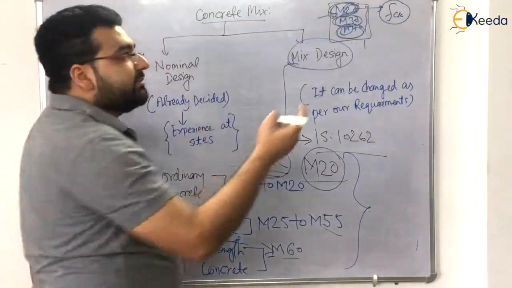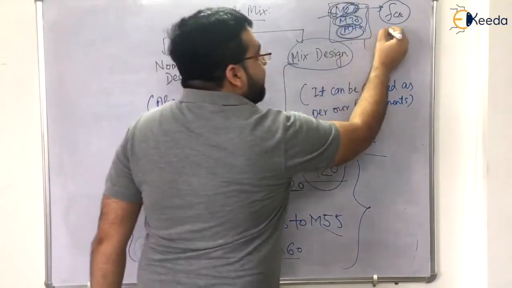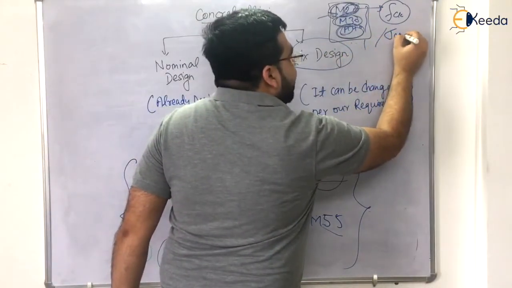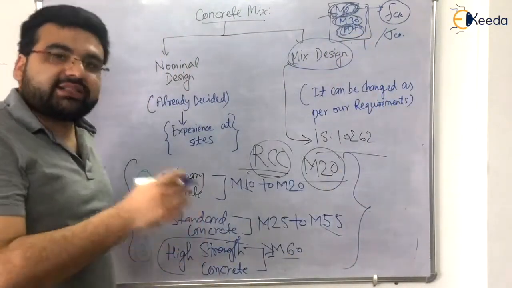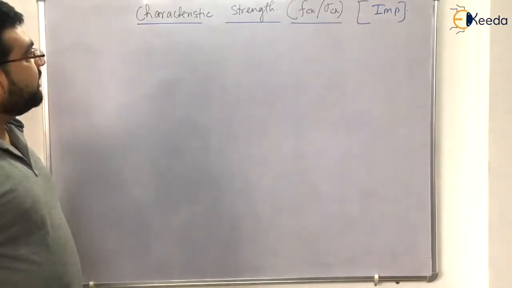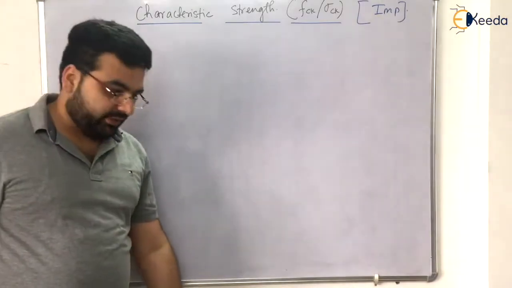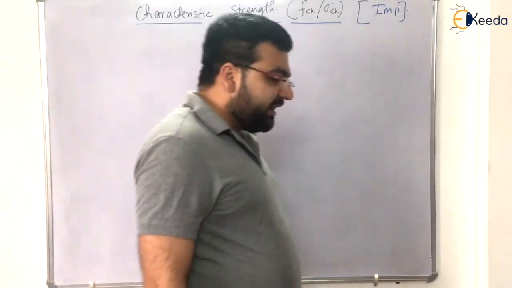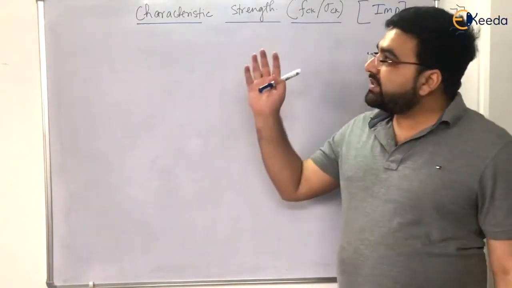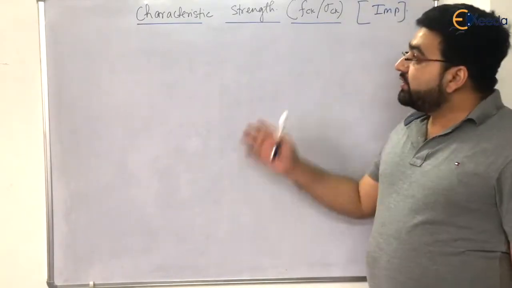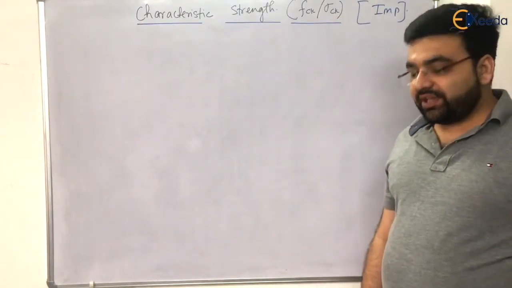In IS code it has been denoted by FCK. In some books it is also denoted by sigma CK. So now what is this? Now let us understand. We will discuss a very important topic, that is the characteristic strength. A lot of people have very weak concepts on this topic. So first of all, let us see what characteristic strength is.